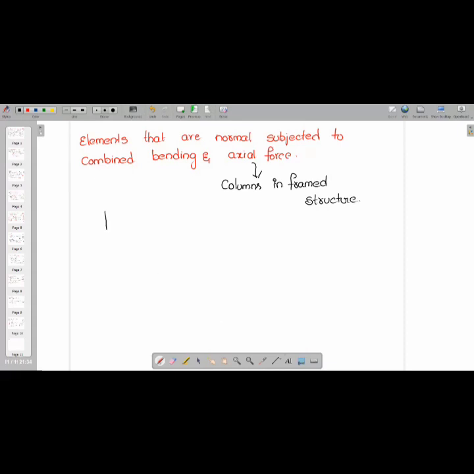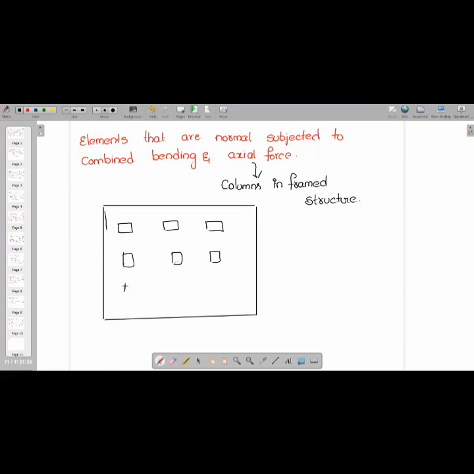For this, I will tell you one important thing, just for your practical observations. Suppose you have a plan like this, and here you can have columns like this, assume. Now see, if a load is applied in this way, and if I take this column 1, it will be subjected to axial compression.